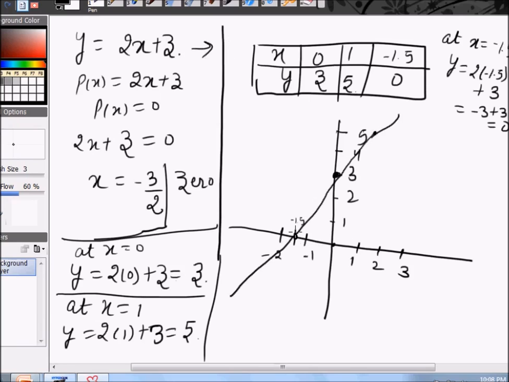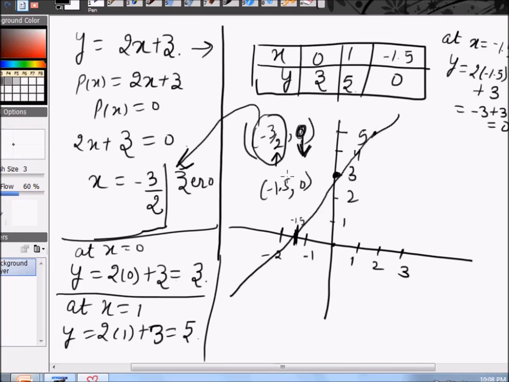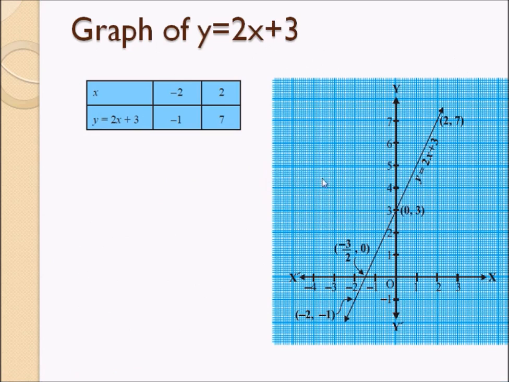Clearly, if we have a closer look at this point, it gives us (minus 1.5, 0), which is nothing but (minus 3 by 2, 0). Now, this is nothing but the 0 of the given polynomial. Therefore, 0 of a polynomial has the y coordinate as 0 along with it. In this case, let us have a clear look at the graph. See, at x equal to minus 3 by 2, y equals 0.